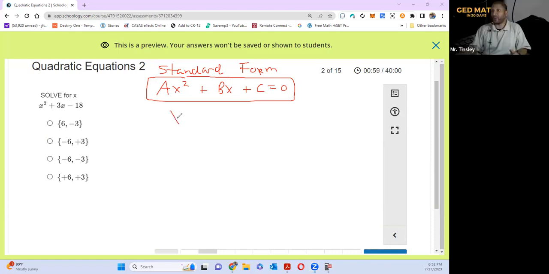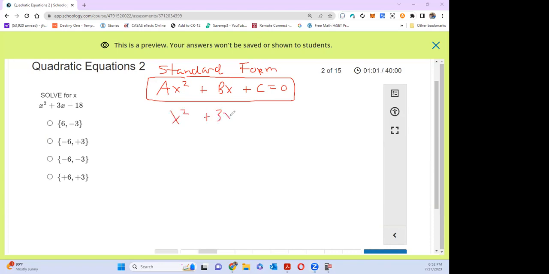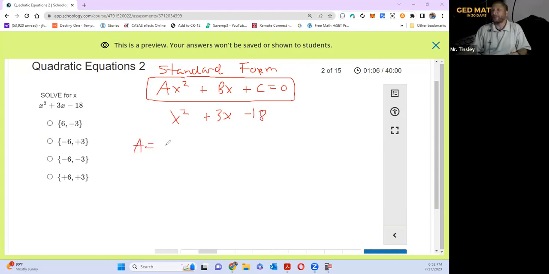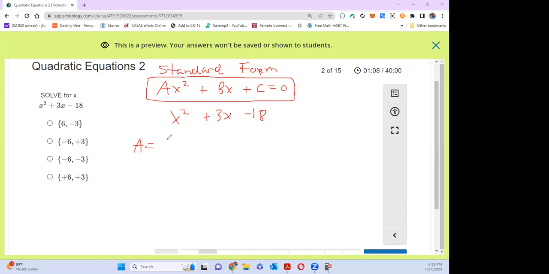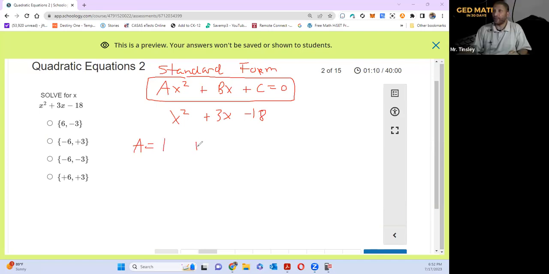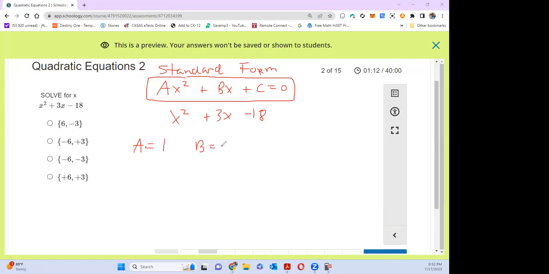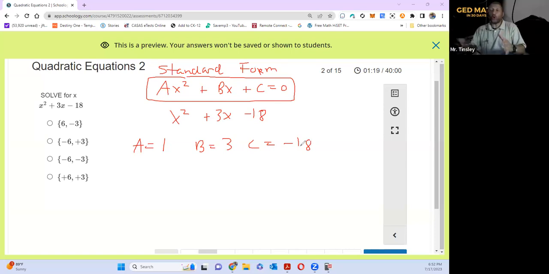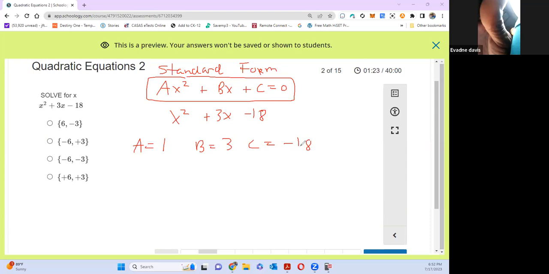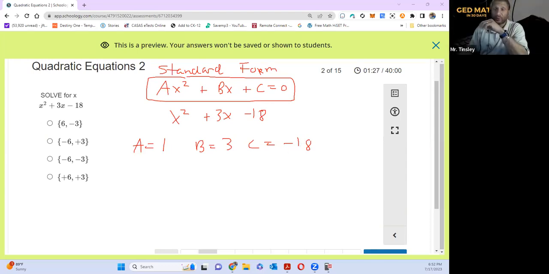So we got x squared plus 3x minus 18. What's my a? Your a is 1. My b? Your b is 3. My c is what? Your c is -18. Does everyone know how to identify a, b, and c from a standard form of a quadratic equation? Can everybody do that? Yes. Okay, perfect. So we identify a, b, and c.